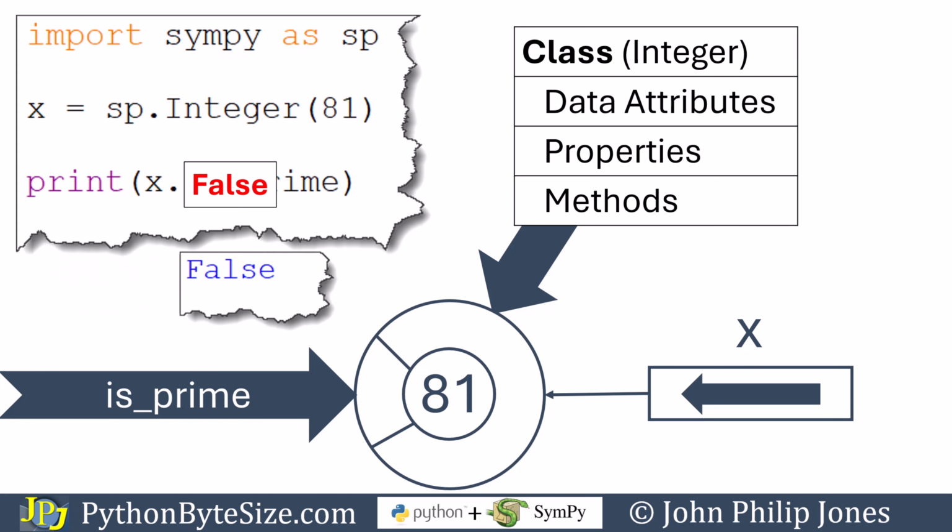Before I finish this video, I would like to stress that this line has created an instance of this class, which is the class that was defined in this module. It's not the integer class of the Python programming language. How can I tell that from this line? Because here is the alias to the SymPy module. So what this line is doing is creating an integer object of the SymPy module and assigning it to x, and x is the object reference.